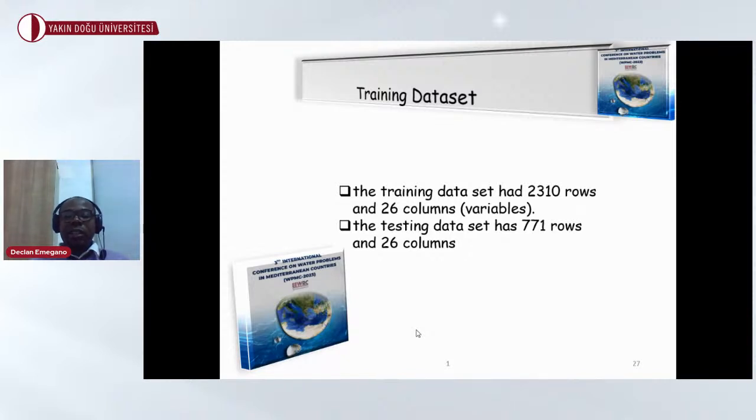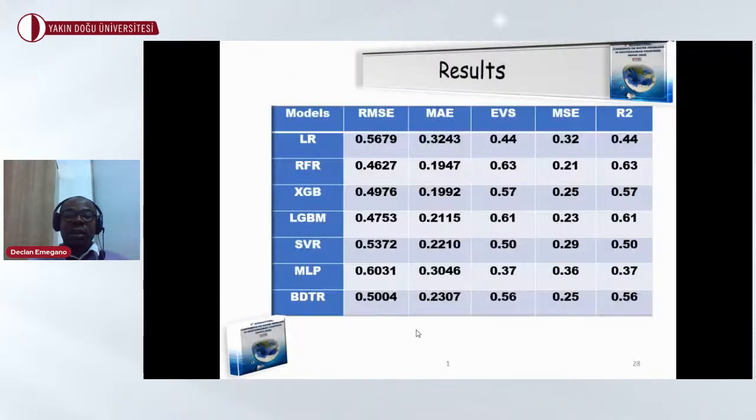So after this, we trained the data sets. We split it into the training side and the testing side. The training side has 2310 rows and 26 columns, after we removed some outliers that we don't need from the data sets. And we tested it with 771 rows and 26 columns of the data set. So after the simulation using these models, these are our results.